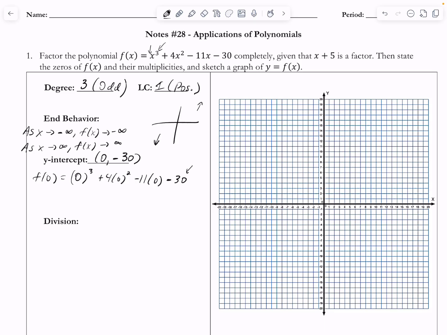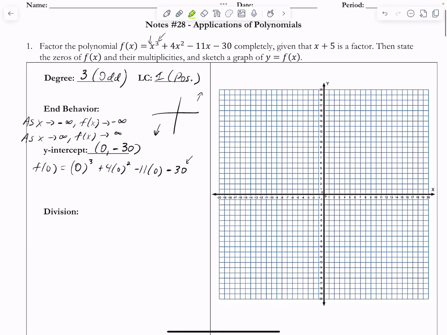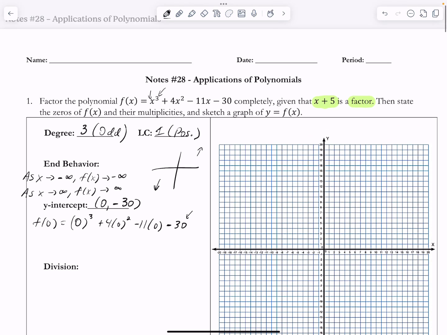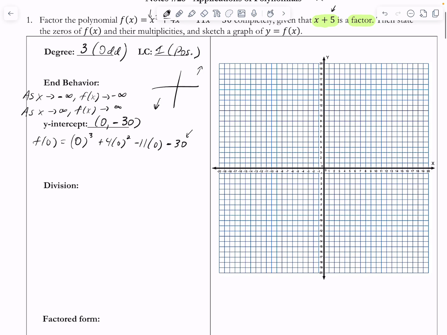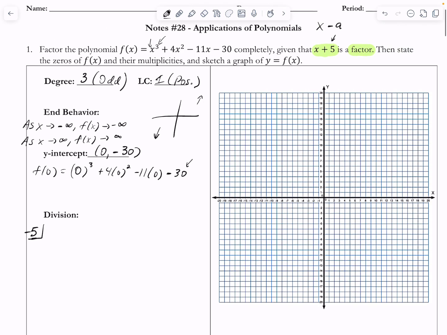All right, now let's get into how we need to find the zeros or x-intercepts, because we just don't know those yet. We're going to use this information at the beginning where it says x plus 5 is a factor. So think back to your lesson on synthetic division, where we had x minus a as our divisor, which is in this case the x plus 5. So actually when you look at this plus 5, you need to think opposite, and we're going to be putting a negative 5 in the corner to use for our synthetic division.